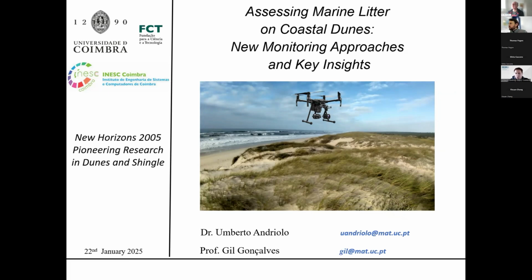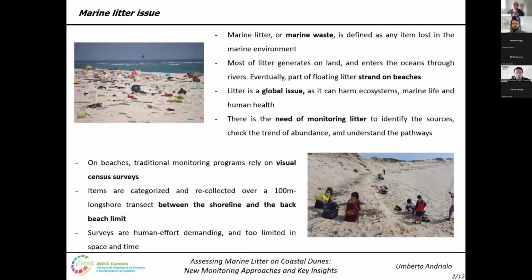I'm also a coastal morphologist, but in the last years, I have worked on marine litter. Marine litter or marine waste is defined as any item lost in the marine environment. Most litter is generated on land and enters the ocean through rivers. Eventually, part of the floating litter strands on the beach. Litter is nowadays a global issue as it can harm ecosystems, marine life, and human health.